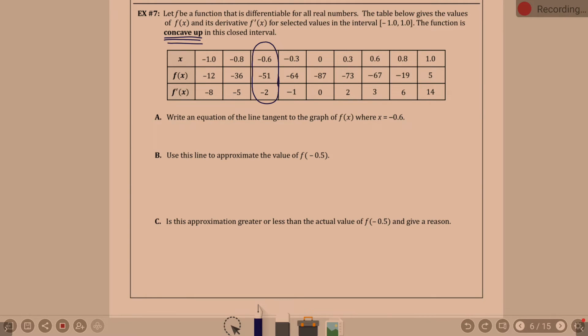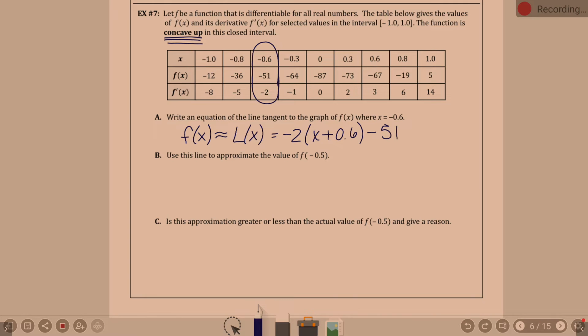You have all the information you need right there? We're going to write our linear approximation. f(x) is approximately equal to L(x), which is, what's my slope? -2 times x minus -6/10, so x plus 6/10, minus 51.